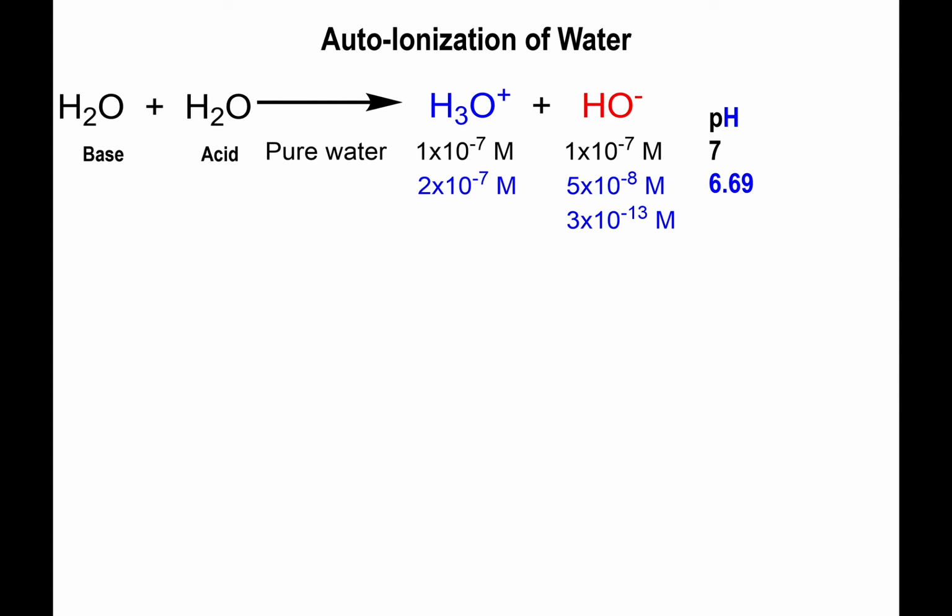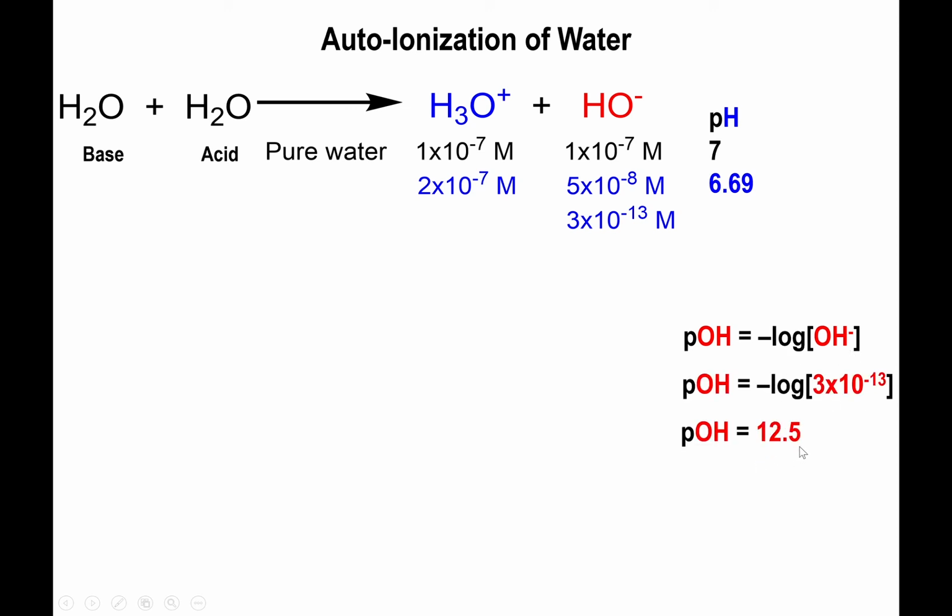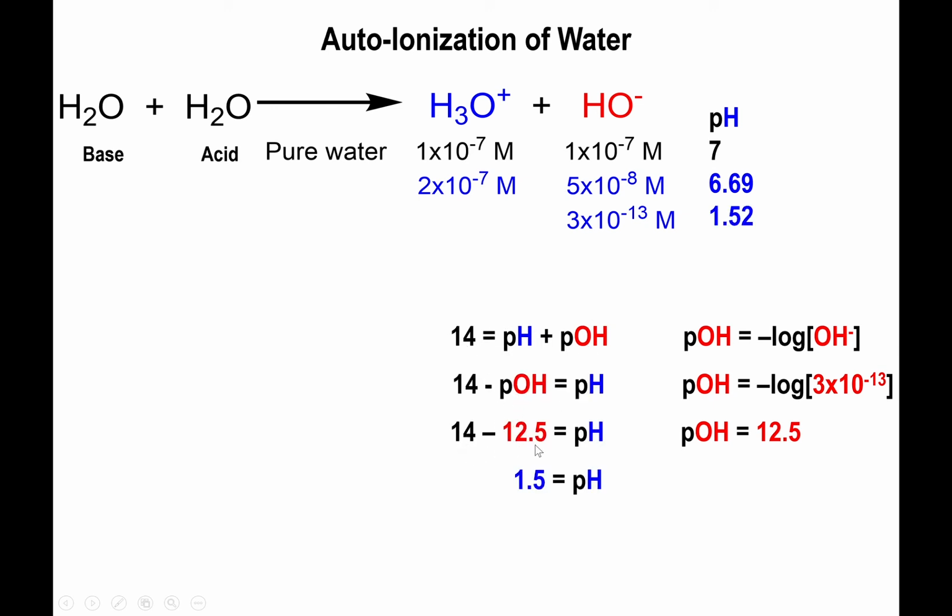Alternatively, you could first get the pOH. Since you have the hydroxide concentration, take the negative log of hydroxide, that will give you the pOH, which in this case is 12.5. Subtract the pOH from 14 to get the pH. So 14 minus 12.5 will give you 1.5. Before we had 1.52, so 1.5 is not that far off.